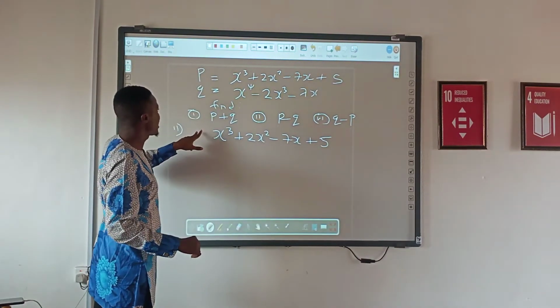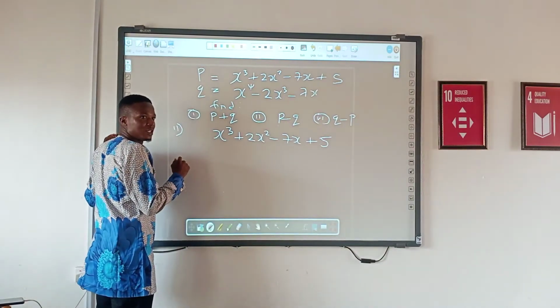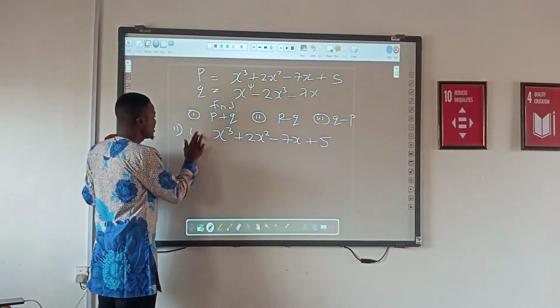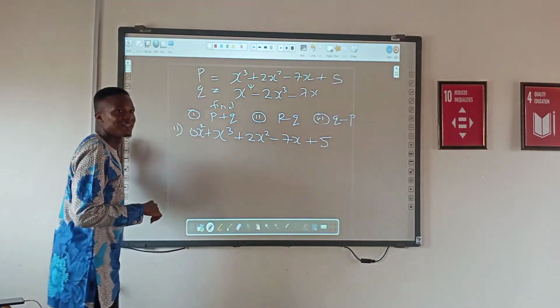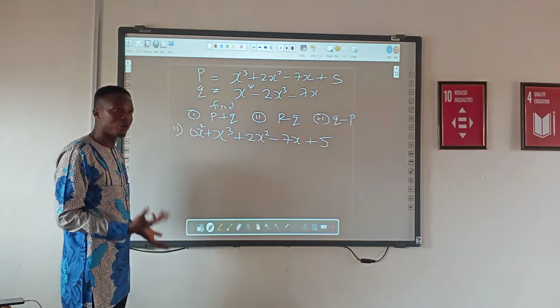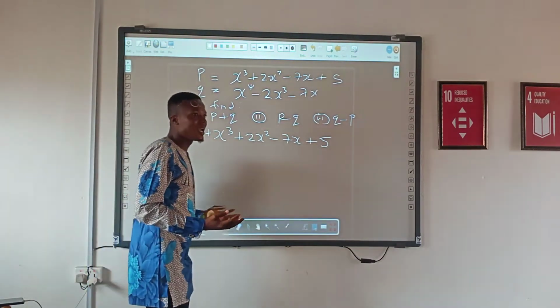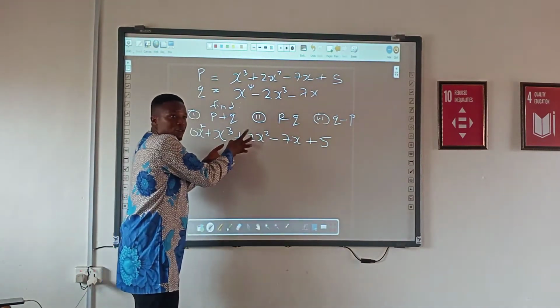Yes. But this one here doesn't have a power of 4, isn't it? We can dash it a power of 4. Do you know it's possible? When I say 0x power of 4, have I added anything to it? No. 0 times x power of 4 is still 0. Have I added anything? No. I've added nothing, right? Yes. It does not change the value of the original question, isn't it?